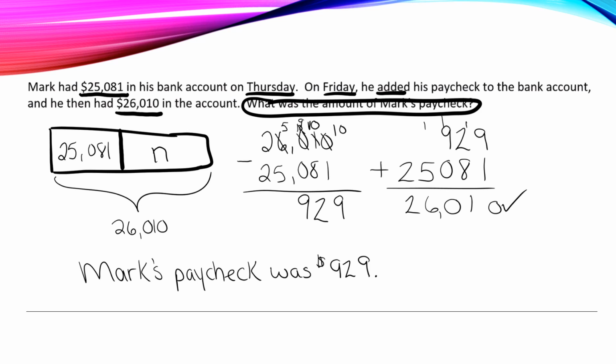So I'm going to put a little check mark. If I go back to the problems, I used 25,881. I added, I was looking for the missing part on Friday. I used 26,010 as my whole, and I answered the question in the circle.